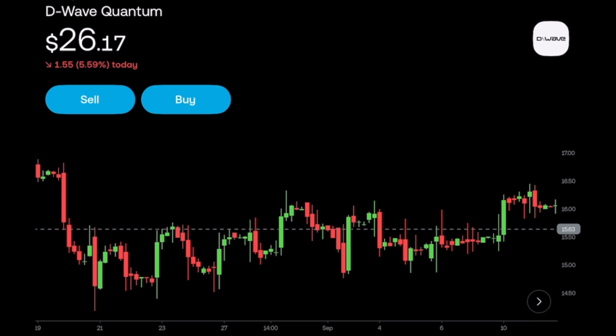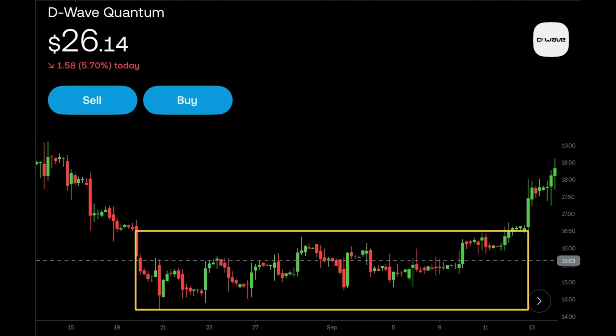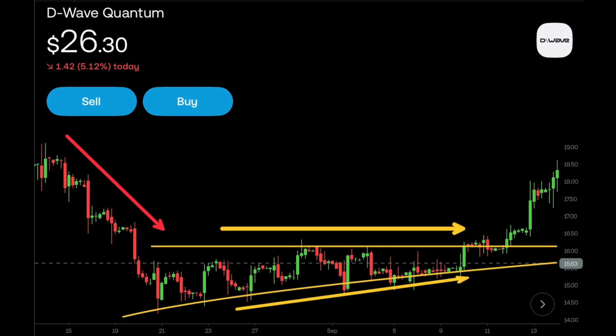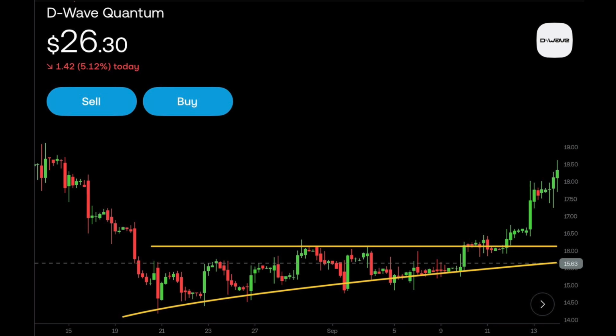I am using this strategy in a trend reversal setup. After a pretty steep drop, the price found support and just stabilized at this level, making sideways moves. But when I looked closely, I could clearly see a converging pattern forming. And that's always a sign that when the price is compressing like this, a breakout is building up.